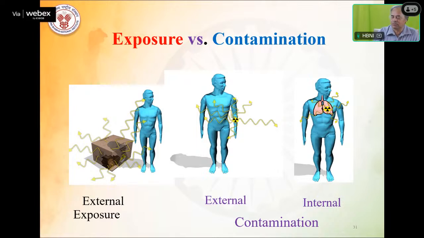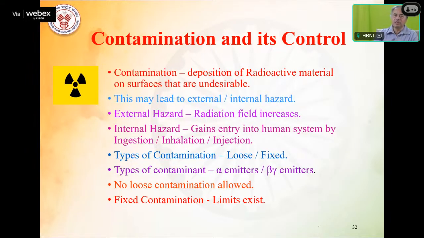if they come in close with you. Or if some activity goes inside the body, then that is internal contamination. If something goes into the lungs by inhalation, then you are exposed internally. Your organs are at risk. That is internal contamination. So, how do we control contaminations?